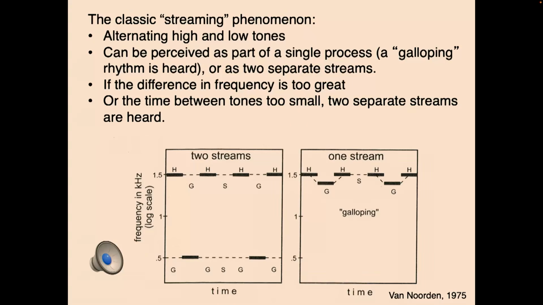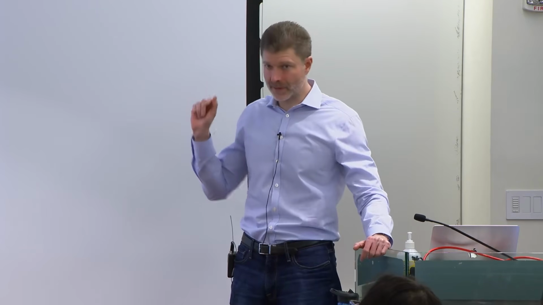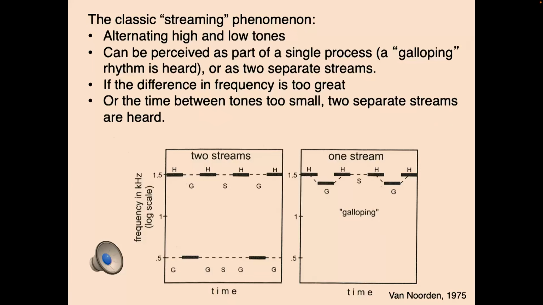In this particular stimulus, you will be presented with alternating high and low tones. So a high tone, a low tone, a high tone, a high tone, a low tone, a high tone. This sequence of tones can be perceived as part of a single process, like a single melody, in which case there's a galloping rhythm, 1, 2, 3, 1, 2, 3, or as two separate streams, one with high frequency tones and one with low frequency tones. In general, if the difference in frequency gets too great, or if the time between the tones gets too short, people will hear two separate streams.